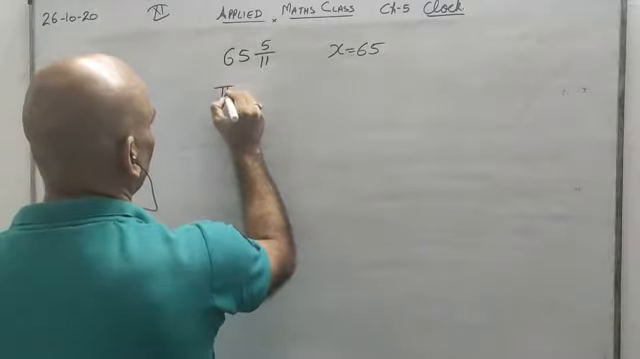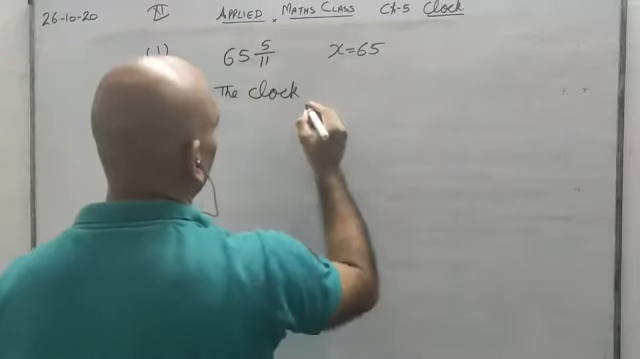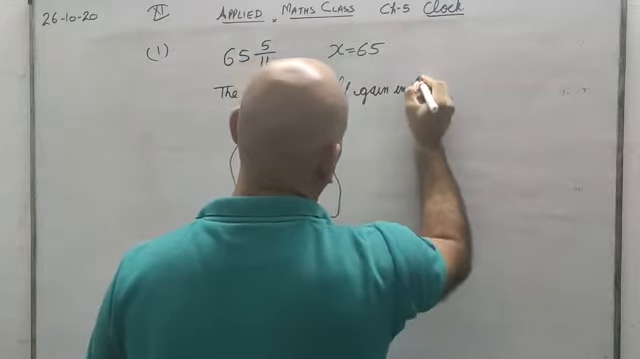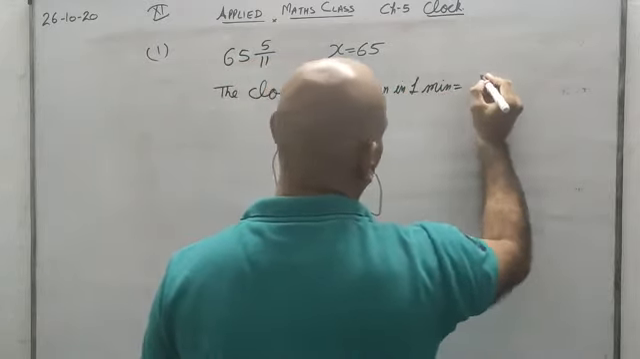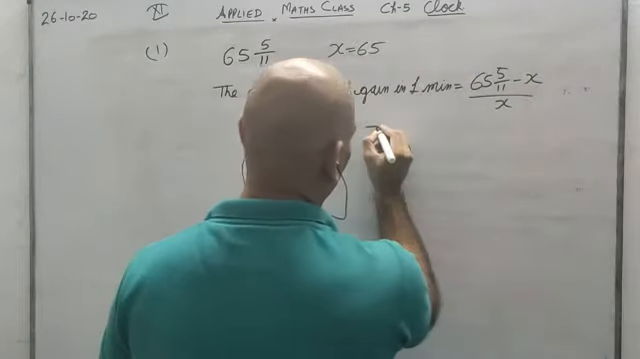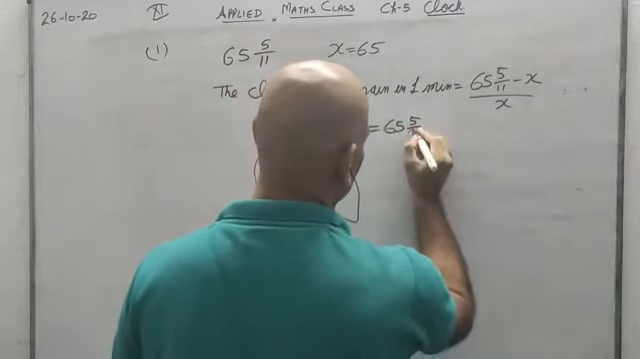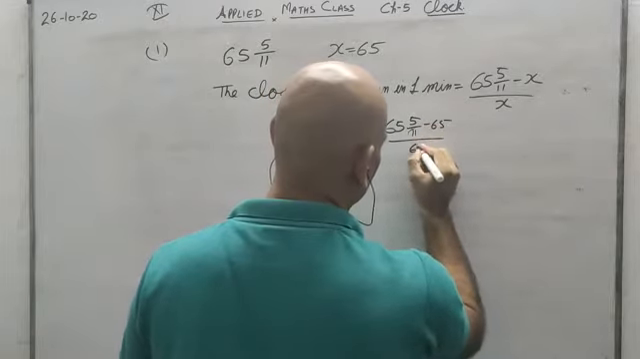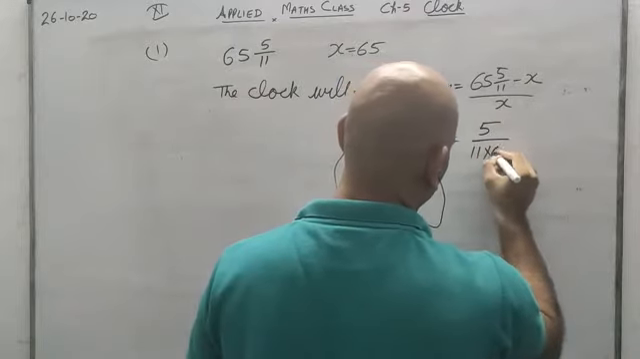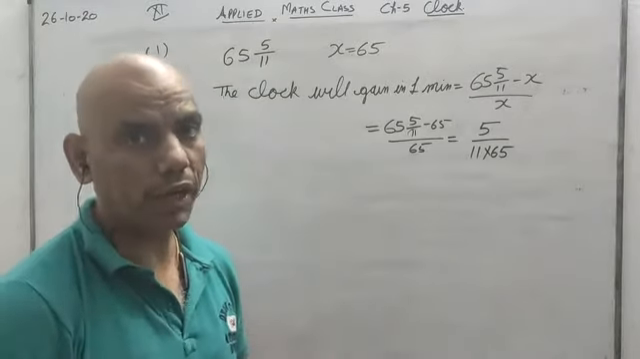So the clock will gain, this is question number 1, the clock will gain in 1 minute. For 1 minute we have the formula: 65 is to 5 by 11 minus x upon x. So 65 is to 5 by 11 minus 65 upon 65. So what I got, 5 by 11 into 65. This many minutes will be gained by this clock in 1 minute.